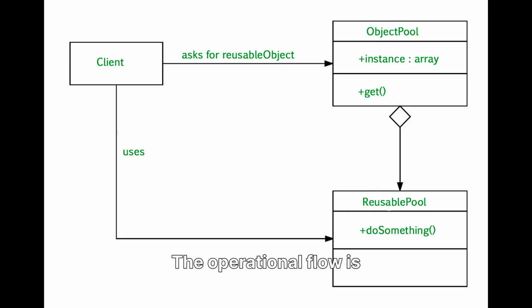The operational flow is straightforward. When an object is needed, it's retrieved from the pool. Once its task is complete and it's no longer needed, it's returned to the pool for future use by another part of the application. This borrow and return model ensures that a limited set of expensive objects can serve many requests without the constant overhead of creation and destruction.